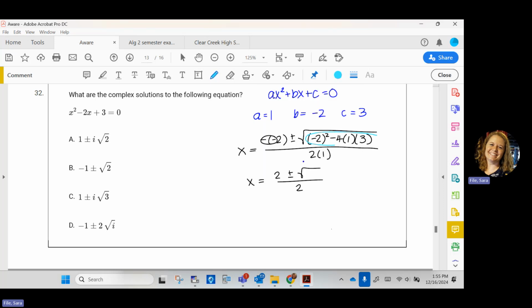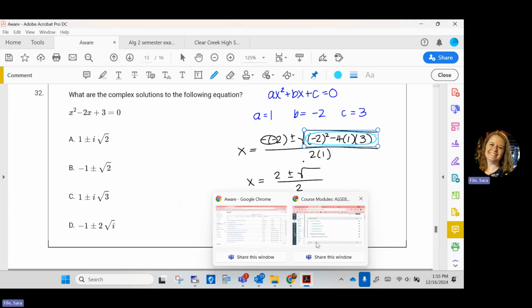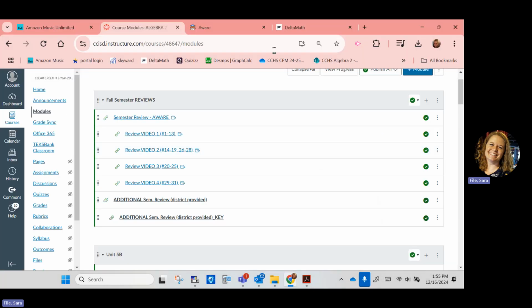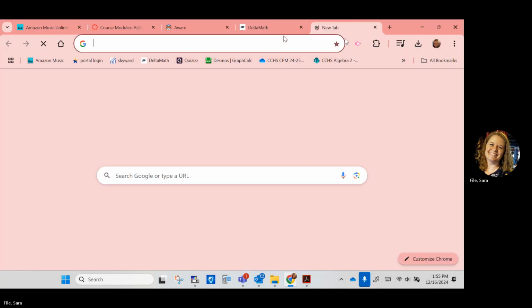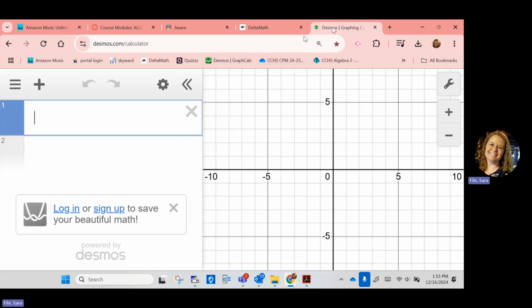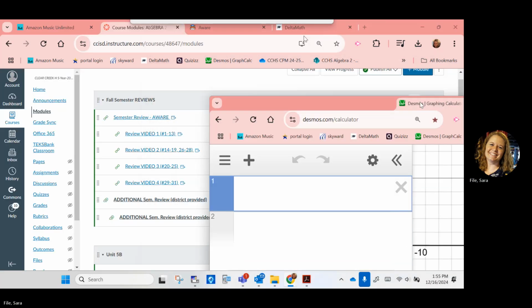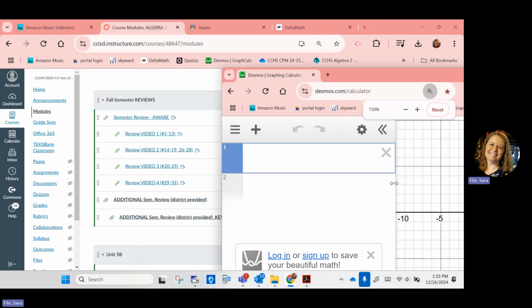So I'm going to come to Desmos and type that in, or you can do it in your head. It doesn't really matter. Okay, but we are calculating, or maybe I closed Desmos. Open a new window with it. We zoomed in.